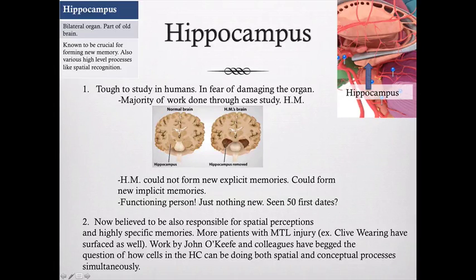Now, the hippocampus itself is also known to be part of things like spatial reasoning, and other patients have also been demonstrated to have that since HM, like Clive Waring, who you may have studied in a psychology class or something. And yeah, questions of how the hippocampus can be doing both spatial, conceptual, time-related, maybe even forming new memories is all part of the mix right now, and it's very much debated.